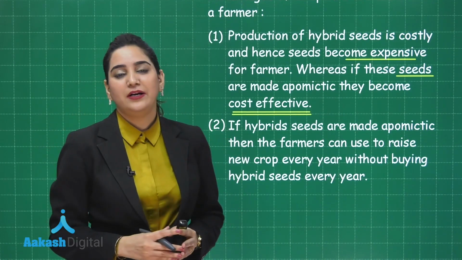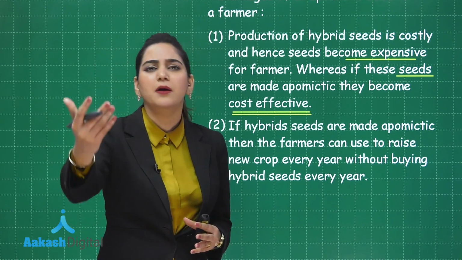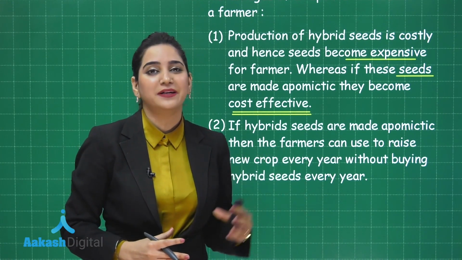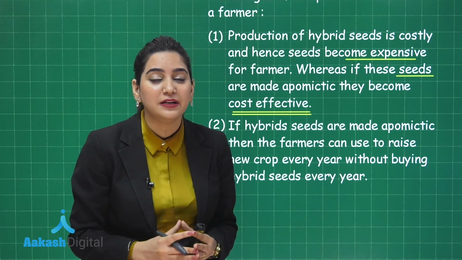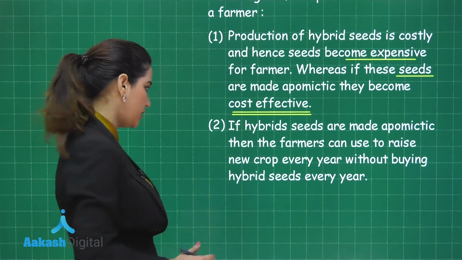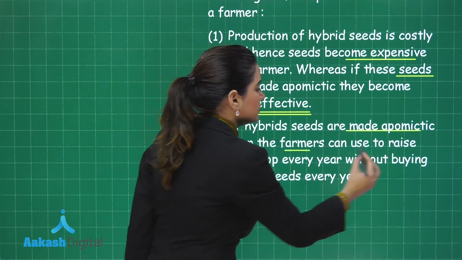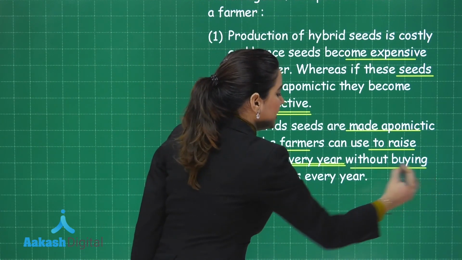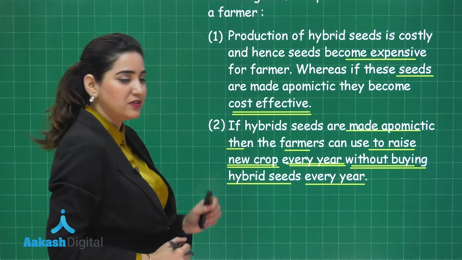Now the second advantage. If the hybrid seeds, those seeds which are created after a process of cross hybridization, उन seeds को हम अगर apomictic बना दे, what is going to happen? Their year-round availability is ensured. Farmer कभी भी उन seeds को use कर सकता है throughout the year. So yes, if the hybrid seeds are made apomictic, then the farmers can use to raise new crop every year without buying hybrid seeds every year. So that's the another advantage.